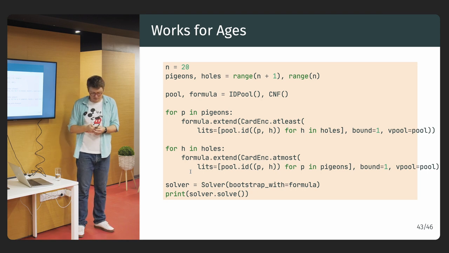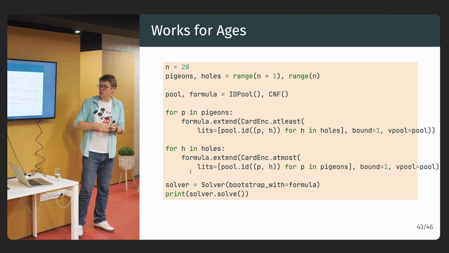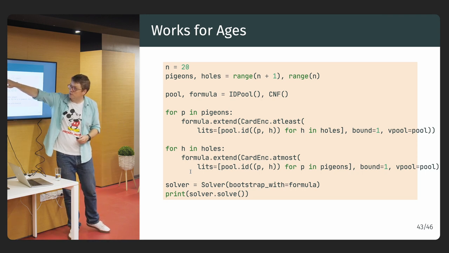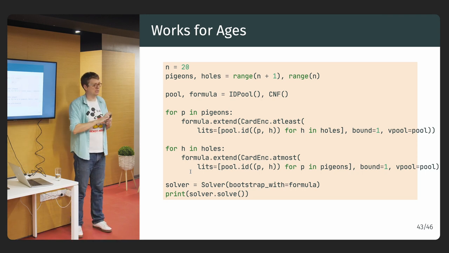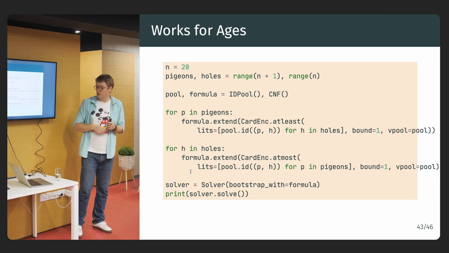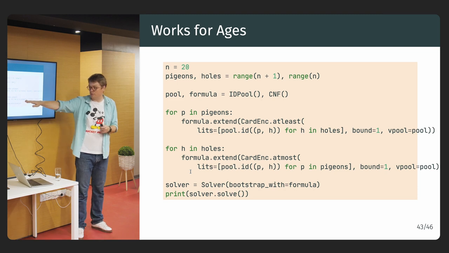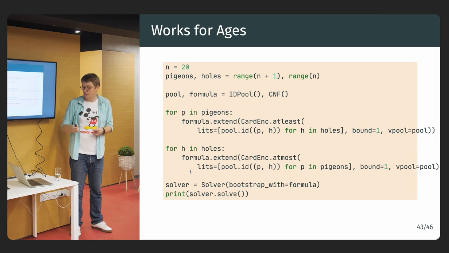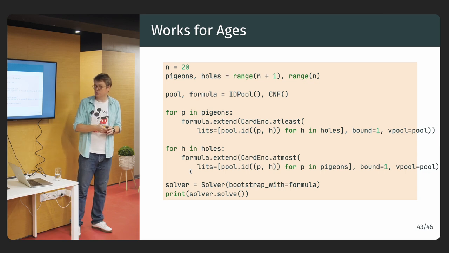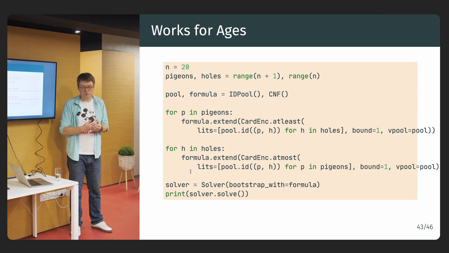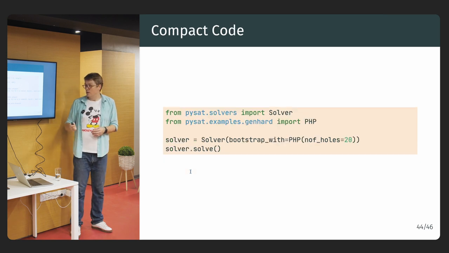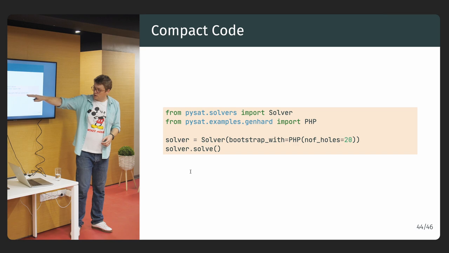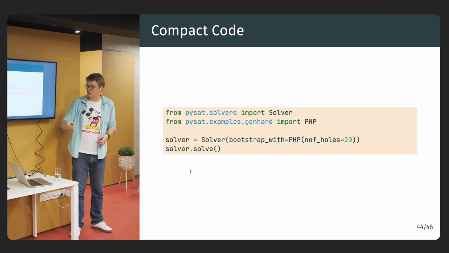So just by asking a SAT solver to prove that you cannot put 20 pigeons into 19 holes such that every hole is occupied by at most one pigeon, you make a lot of troubles for all of the SAT solvers. So somehow this formula is extremely difficult for SAT solvers, and we even do know the reasons for this in theory. Okay, and this is how you can generate this formula just with a single line of code.